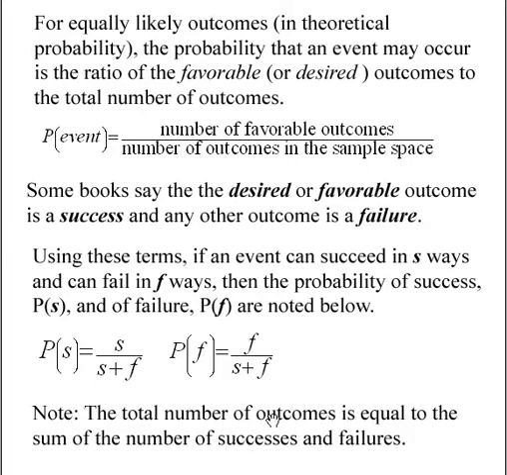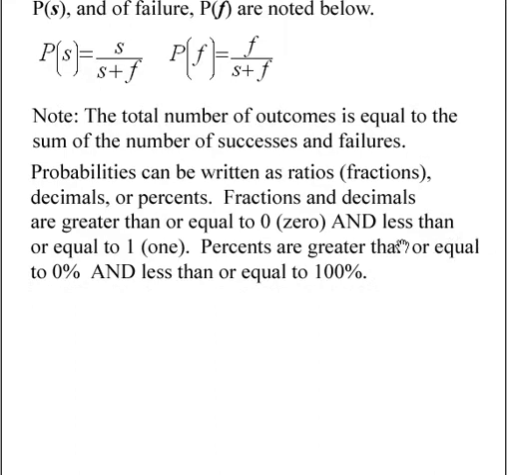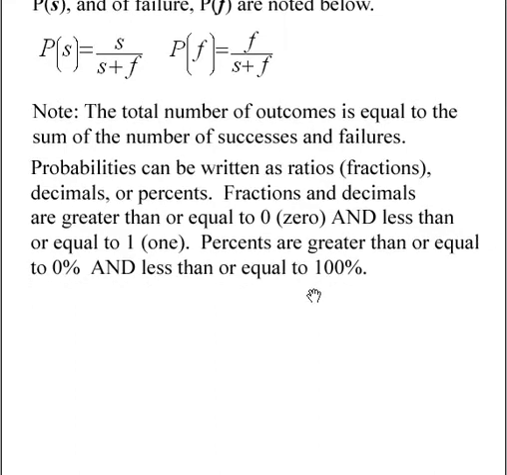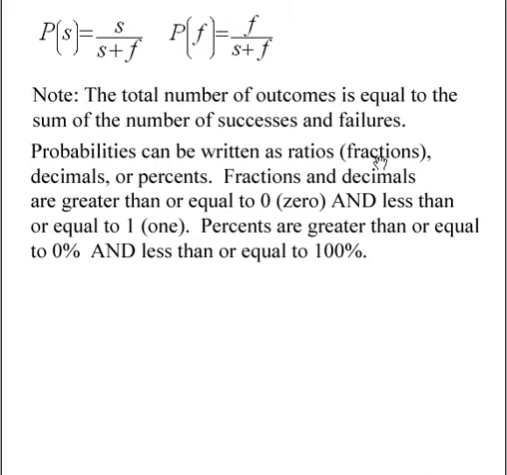So again, the total number of outcomes is in the denominator, no matter what notation you use, and what you're wanting or desiring or your favorable outcome is in your numerator. When we get these probabilities, we can write them in three different formats. We can write them as fractions or ratios. We can write them as decimals. We can write them as percents. If we use fractions and decimals, we're going to have greater than or equal to 0 and less than or equal to 1. Percent, greater than or equal to 0% and less than or equal to 100%.